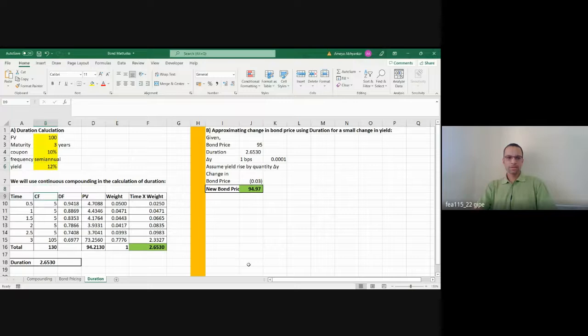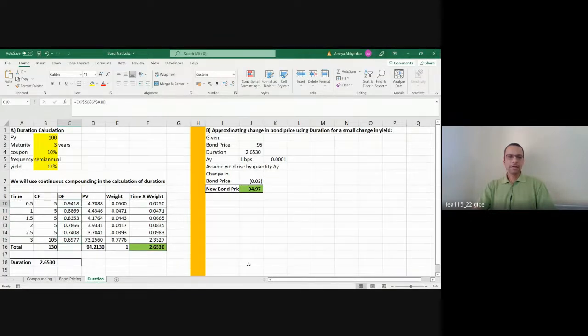So a simple calculation, which we show via a tabular form here. So we have various time steps, starting from 6 months up till 3 years with a gap of 6 months each because we have a semi-annual bond. Then we have the cash flows, which is 5 units each because I have a coupon of 10%. So that's 5 units semi-annually, 5 units each and a final face value of 105.